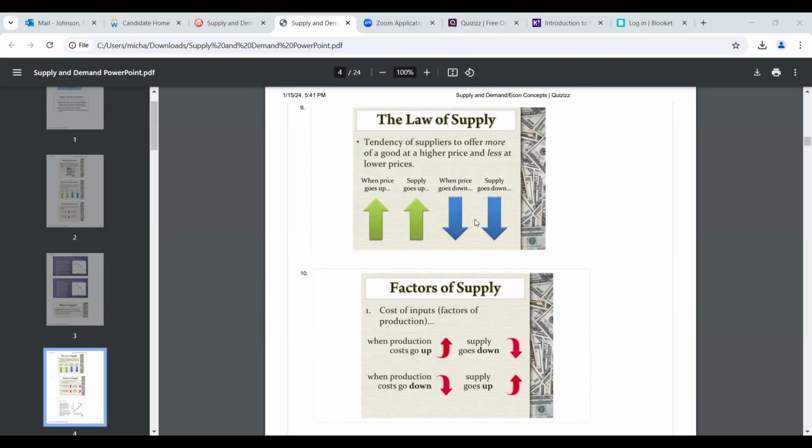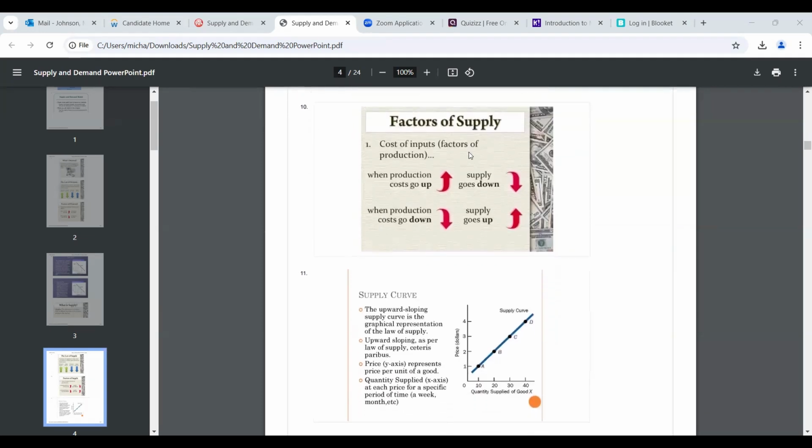That's a big benefit. When price goes down, supply goes down. There's less of an incentive when the price goes down. They're going to make less money. Their profits are going to go down if they sell more goods, so they're going to supply less. Their quantity of supply is going to be less. Makes sense. It's all about incentives. If they're going to make a higher profit, they'll supply more. If they're going to make a lower profit, they're going to supply less.